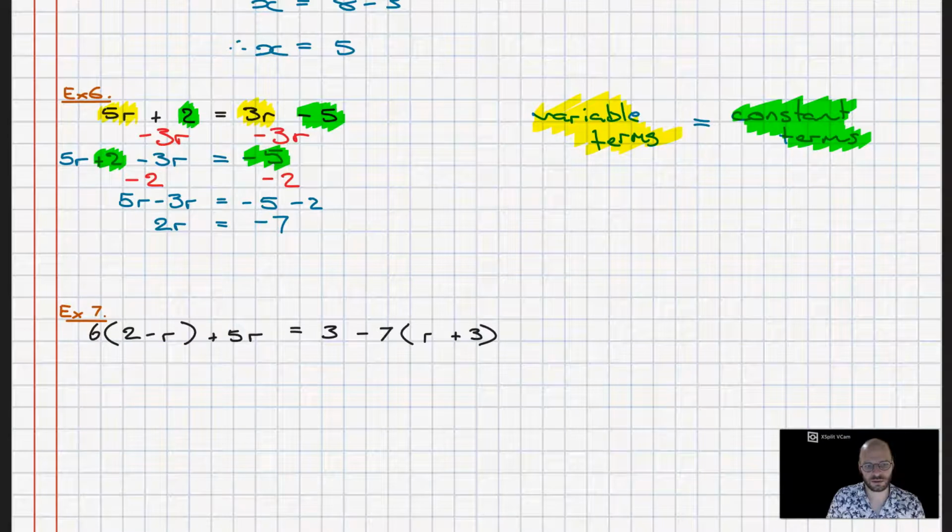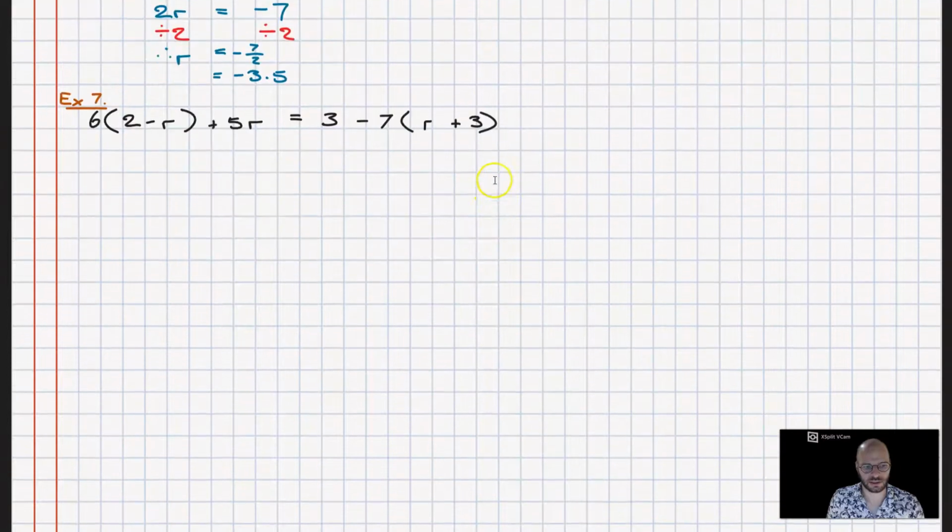Now finally, we've got a coefficient of 2 in front of our r. What we want to do is get rid of that coefficient of 2 by dividing it by 2. If we do it on the left, we also do it on the right. R is equal to minus 7 divided by 2. Or we can rewrite it as minus 3.5. Up to you which way you want to represent this. Me personally, I leave it as a fraction. Alright, that's example 6. Now let's go down to example 7.